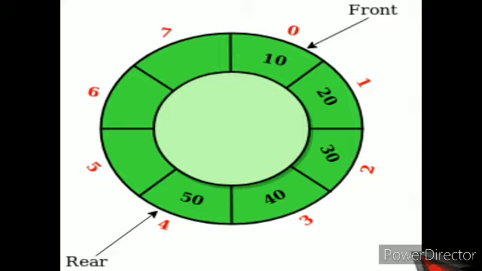As you can see in the picture, a circular queue is a linear data structure in which the operations are performed on the basis of first in first out, which is the FIFO principle, and the last position is connected back to the first position to make a circle. It is also called a ring buffer. In a normal queue, we can insert elements until the queue becomes full, but once it becomes full, we cannot insert the next element even if there is space in the front of the queue.